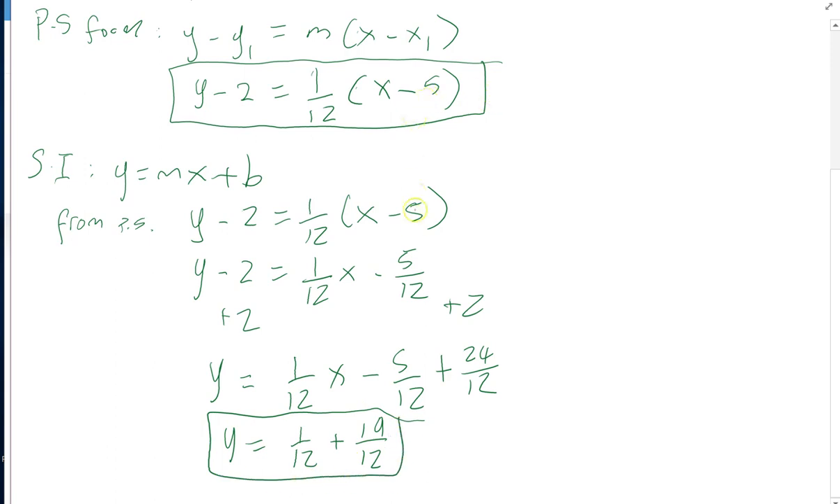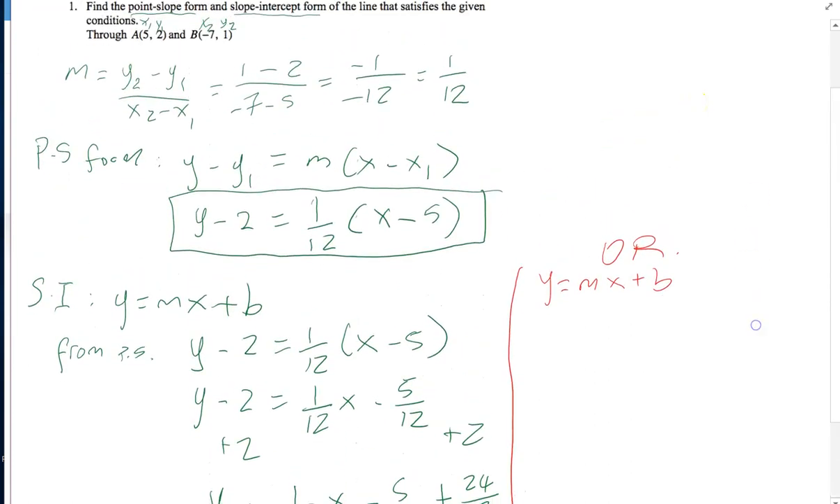Okay, so this is what we got from going from point-slope form. Now, suppose we did not want to go from point-slope form. We just wanted to go y is equal to mx plus b, and then go from the original. If we wanted to go from the original, we would just choose either point A or point B for your x and y replacement. So let's choose point A.